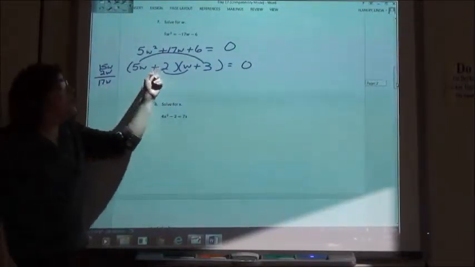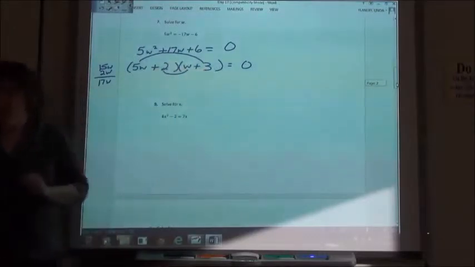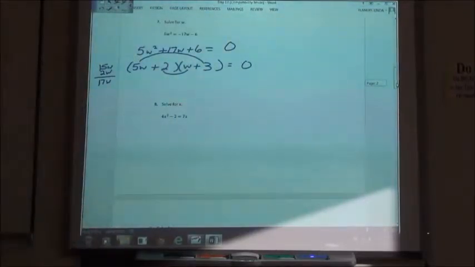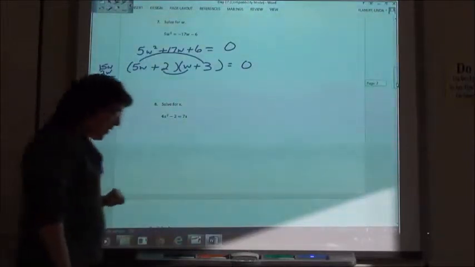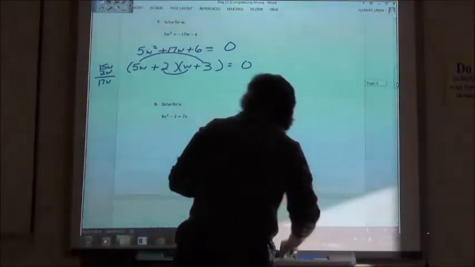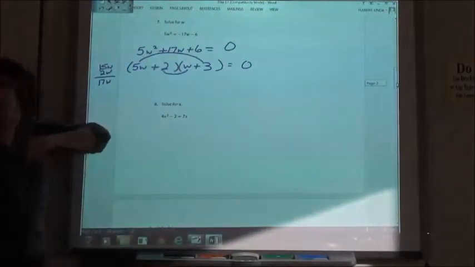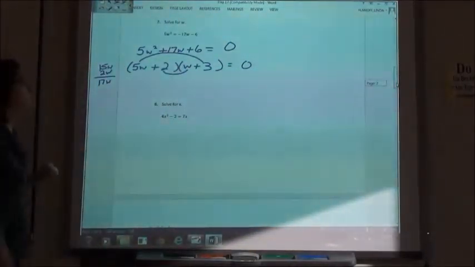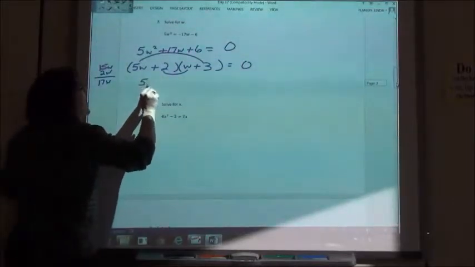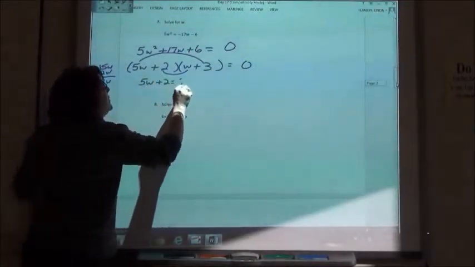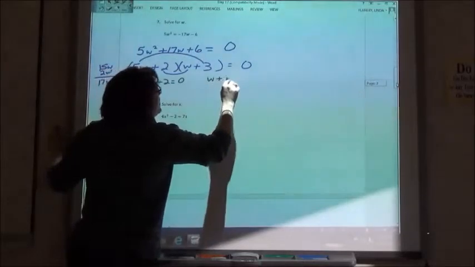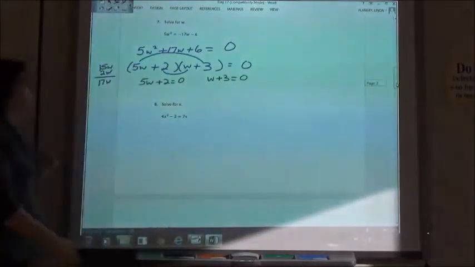If that hadn't worked, I would have tried the 3 first and then the 2 to see if I could get 17 that way. If that didn't work, I'd try the 1 and the 6. And I just keep going until I found the right pair, but we found it right away. So now we've got it factored, and so now we can do our two problems. Either the 5w plus 2 equals 0, or the w plus 3 equals 0.